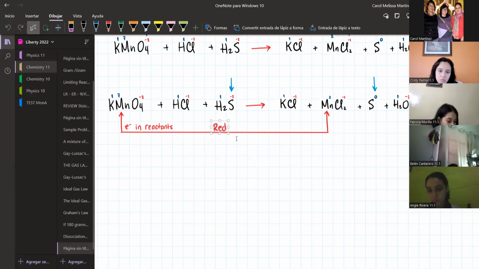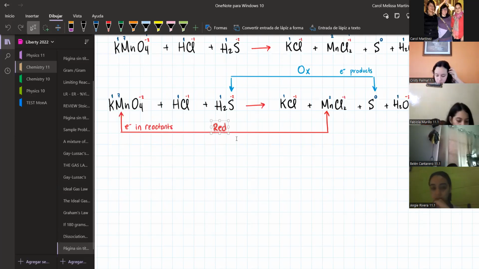Therefore, that is reduction. And in this part, in sulfur, we have the oxidation because it was a negative number and then it ended up as 0. So it increased, okay? The oxidation number was increased. So here we have the oxidation part, and in the oxidation part, we're going to have the electrons in the products. Okay.